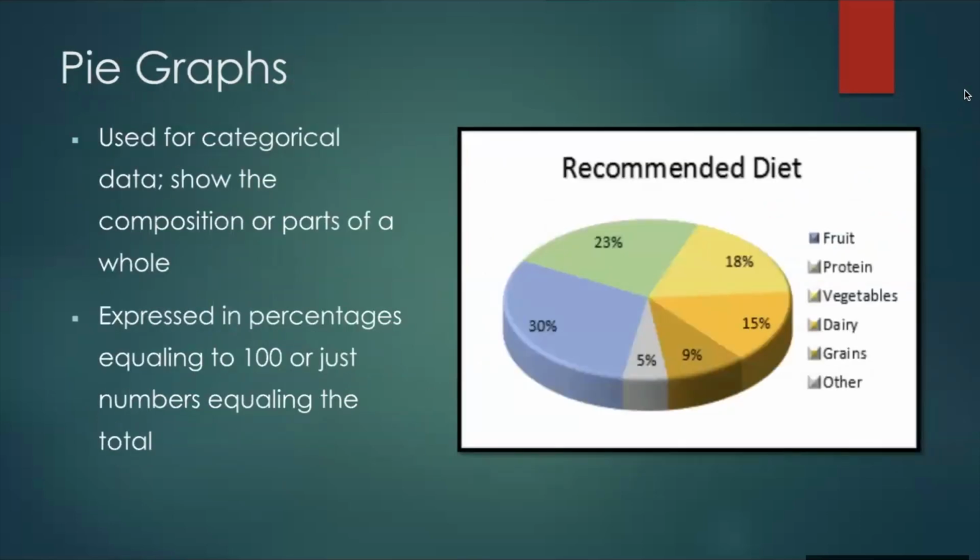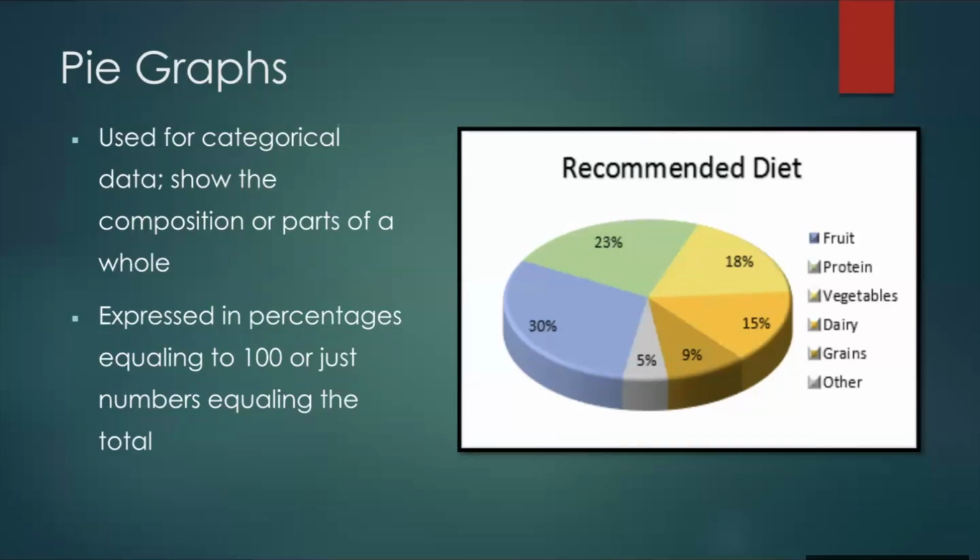Ready? Next is pie graphs. So pie graphs are used for categorical data, just like bar graphs, but they show the composition or parts of a whole. This is expressed in percent equaling to 100 or just numbers equaling the total amount. So on the right-hand side, we have a title of our graph, which is recommended diet. And we have a circle, looks like a pie, right? That's why it's called a pie graph. So we have different colors representing different parts of a diet.